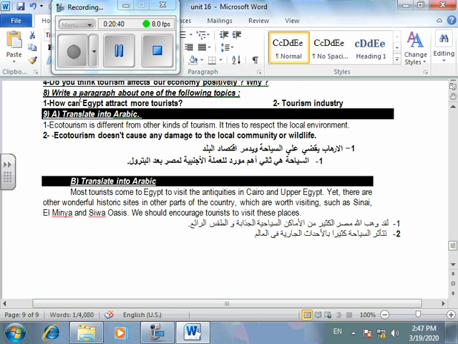You can notice that all the paragraphs needed to be written are related to the topic of today.